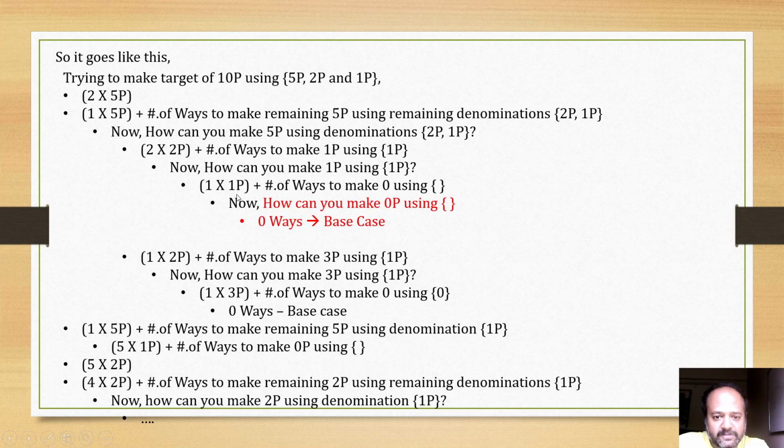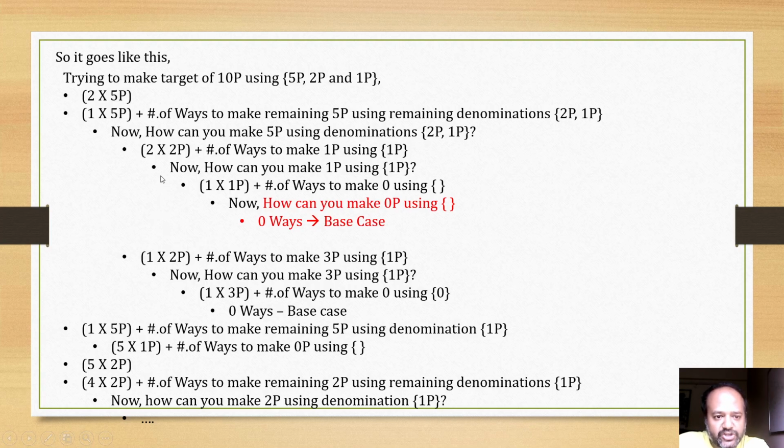This is only one possible way, plus the number of ways to make the remaining amount, which is 0, because after making 1 using 1 paisa, the remaining amount is 0. So how many ways are there to make 0 using nothing? How can you make 0 using nothing? 0 ways. So we have reached the base case. So this exactly is the base case of this recursive problem. And then this goes on.